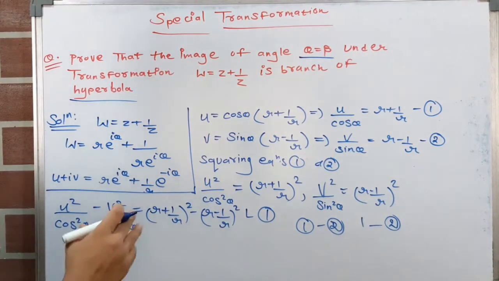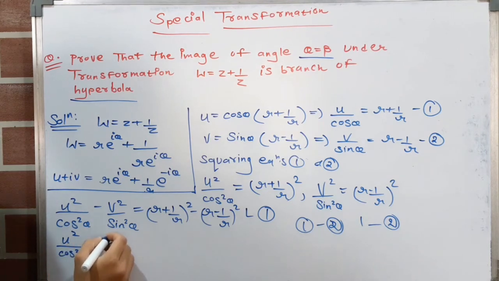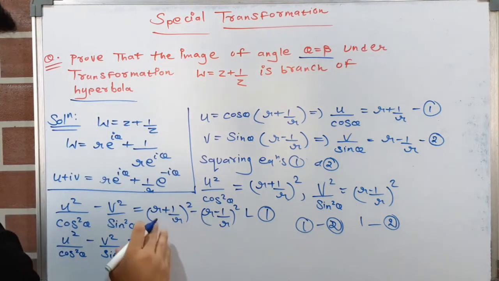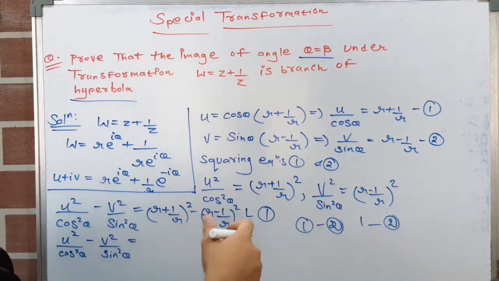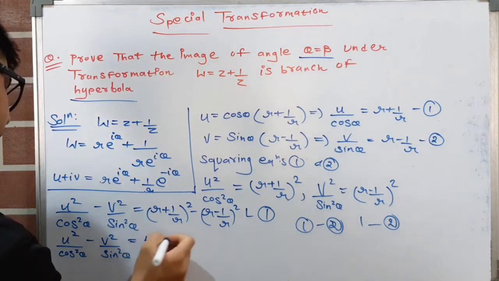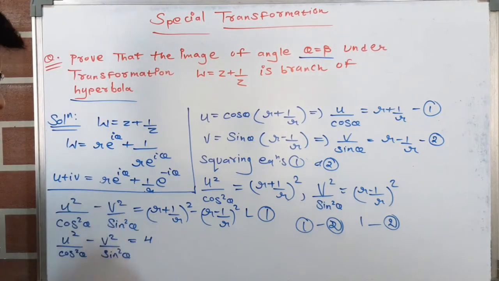Okay, so this is u square upon cos square theta minus v square upon sin square theta. It is equals to, now if you expand these two terms, so this is a plus b the whole square minus a minus b the whole square. So it will be 4 into ab. So 4 into r into 1 upon r. So it will be 1. So here it is 4. If you expand, then you will get 4 only.